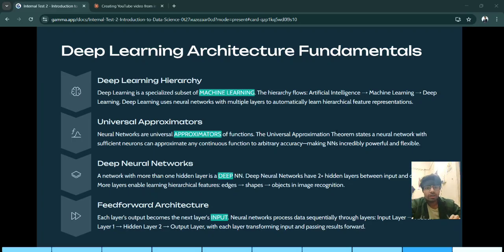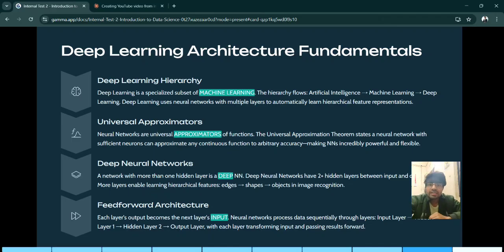So the online model updates continuously as new data arrives. They adapt to changing patterns, what we call concept drift. So the examples include a recommendation system that learns from each click, fraud detection that adapts to new fraud patterns, and stock prediction that updates with each market movement. So go to the next question.